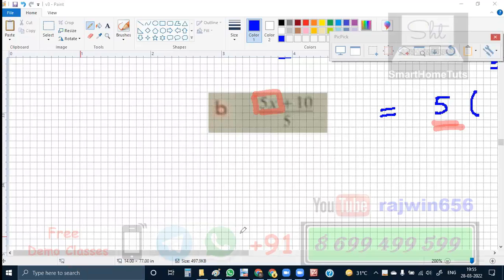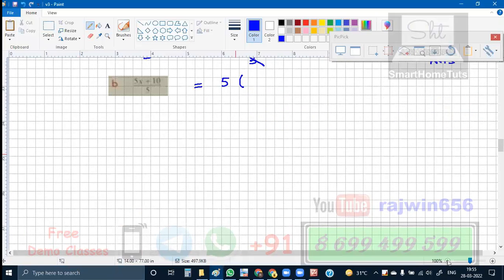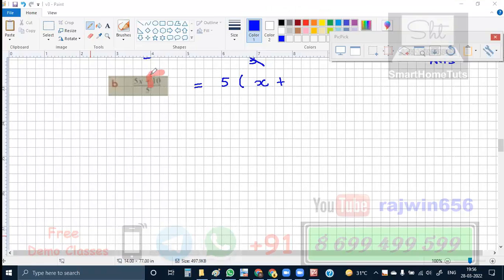Yes, correct. So here x is going to remain from 5x. Plus, now here 10 is there. From that 5 is gone out. So what number will remain here? 5 multiplied by what will give me 10? Sir, 5 twos are 10, so 2 is going to come here. You got this? Yes, sir.